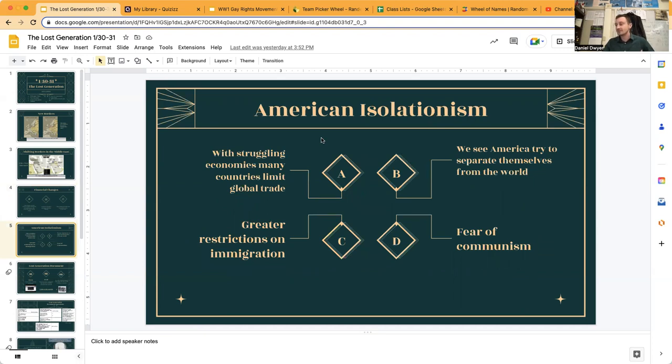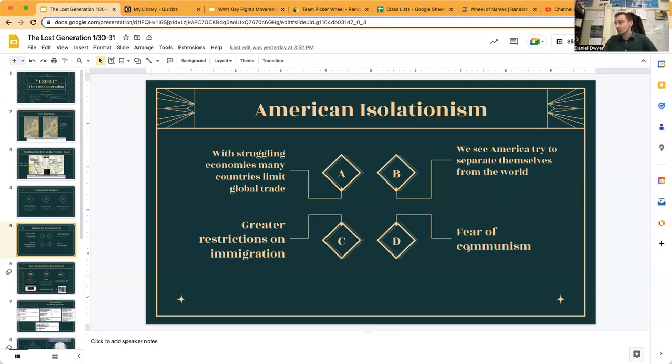Then I did want to briefly touch on isolationism. So it was the idea that America did want to stay separate from a lot of the rest of the world because of what we had been dragged into. How with struggling economies, many countries are going to limit their global trade. And we do start to see the US put larger restrictions on immigration. It was not completely unregulated before this, but compared to what we see today, it was very different. But following World War I, they do start to put more restrictions on the number of people coming from countries.